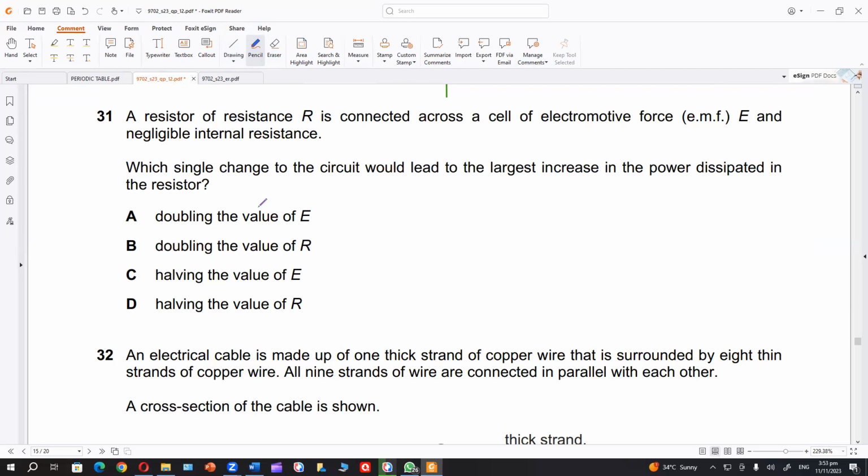A resistor of resistance R is connected across a cell of electromotive force E and negligible internal resistance. Which single change to the circuit would lead to the largest increase in the power dissipated in the resistor?